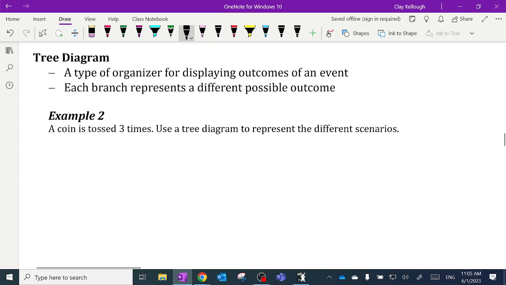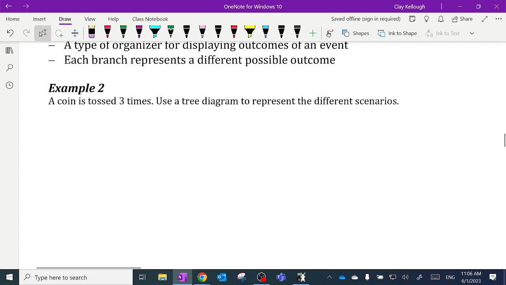Tree diagram. This is kind of a review of some grade 8 stuff, when you do this probability. A tree diagram is a type of organizer for displaying outcomes of an event. Each branch represents a different possible outcome. A coin is tossed 3 times. Use a tree diagram to represent the different scenarios.